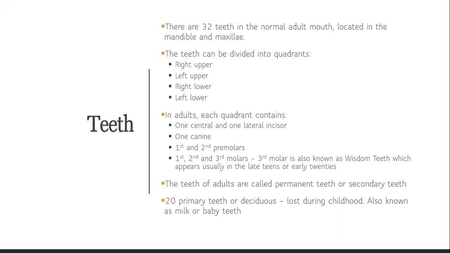The teeth of adults are called permanent teeth or secondary teeth. And the 20 primary teeth, or deciduous or baby teeth, are lost during childhood.